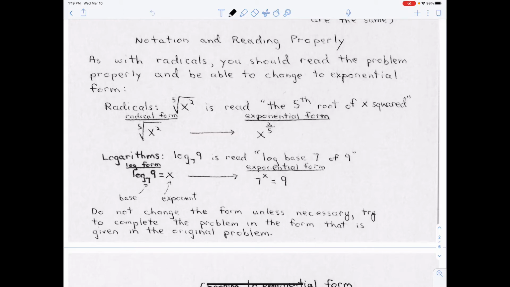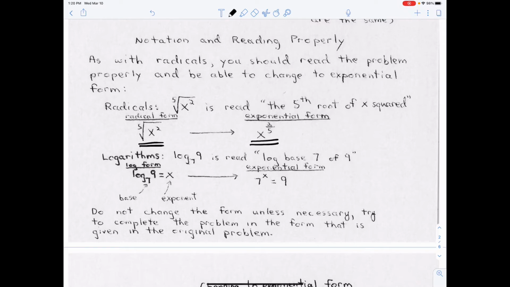Now, just like I've said with radicals, you should read them properly. You should read and write logs properly. So first, how you read this first radical here is the fifth root of x squared. That's the way it should be read. And it can be in radical form, as I've written here. And I can change that to exponential form. And you should know that. Now, how do you read this logarithm? It's read log base 7 of 9. That's the way you should read it.